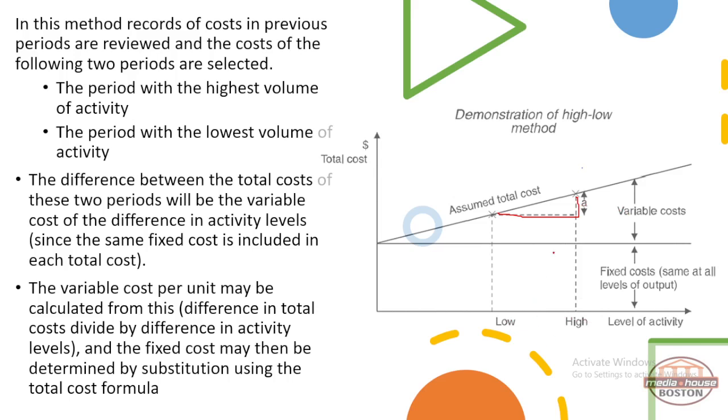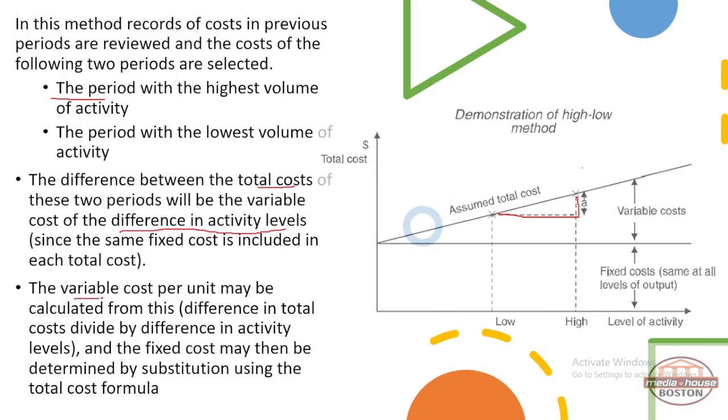So this allows us now to use what we call the high and low method, which says that under the high and low method, you're gonna select the period with the highest volume and the period with the lowest volume of activity, and then from there you're gonna calculate the difference between the total cost, divided by the difference between the activity level.